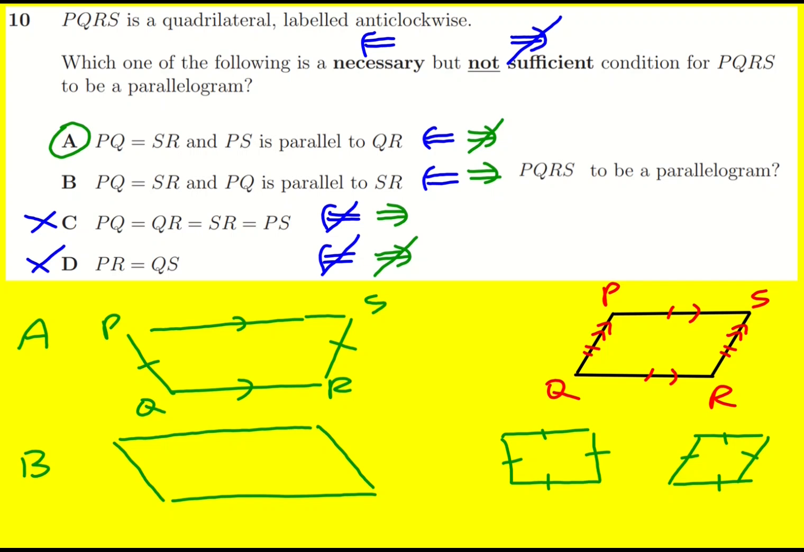So quite nice, the different sets we have. We've got all four represented: necessary and sufficient, necessary but not sufficient, and so on. But we can see our answer is A. Well done.